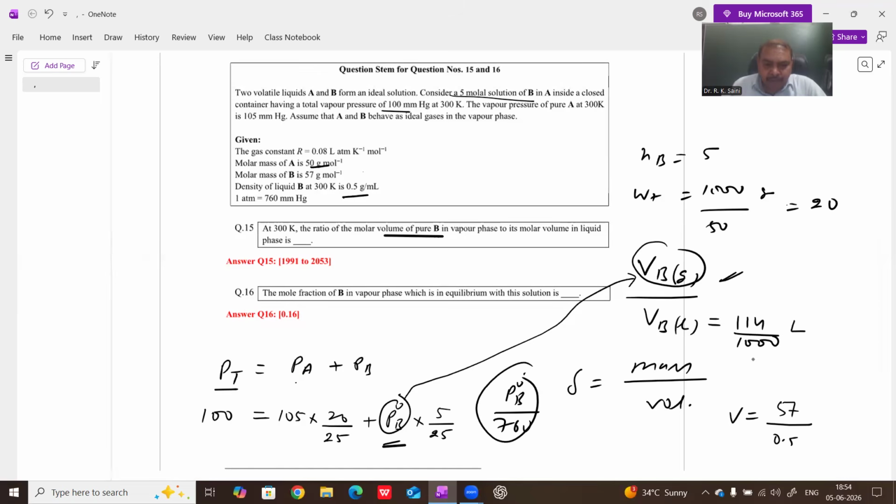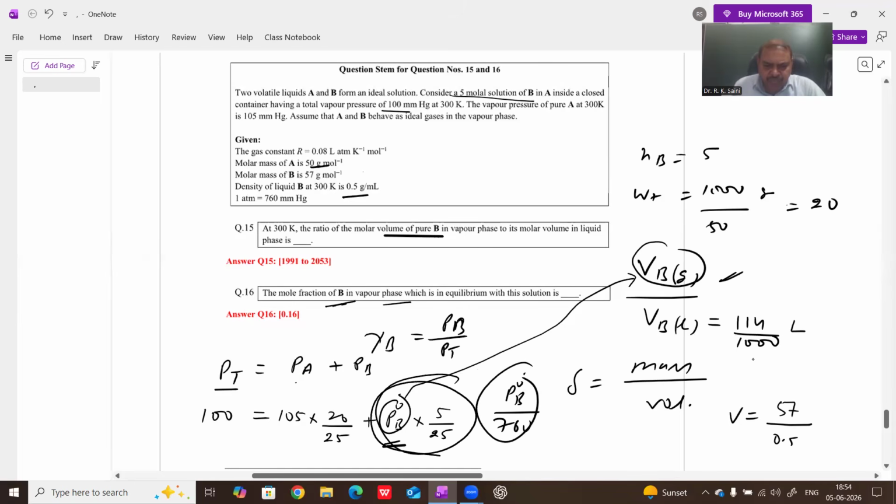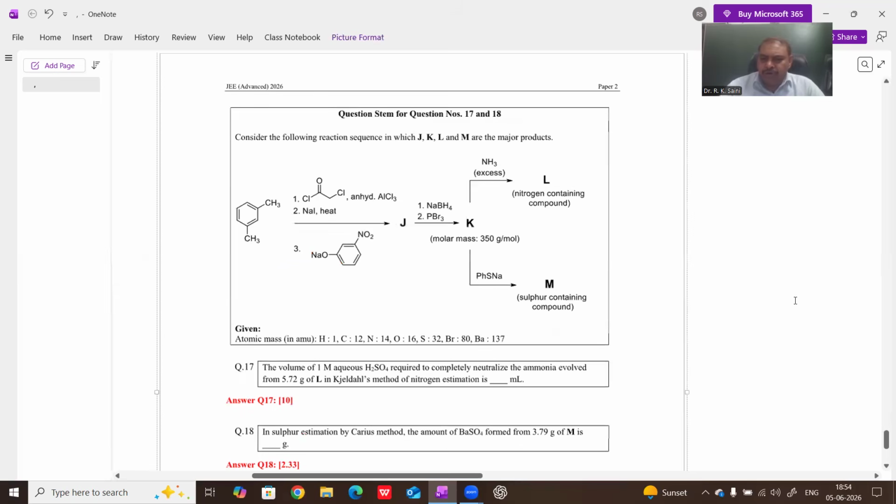Next question: mole fraction of B in vapor phase. We find that the mole fraction of B equals the vapor pressure of B upon P total. When we find the vapor pressure of B, this is it, and the total is given as 100. We find the mole fraction of component B in vapor phase according to Raoult's law, as well as Dalton's law for the vapor phase.